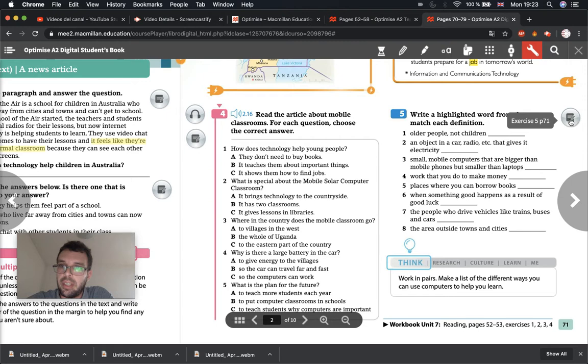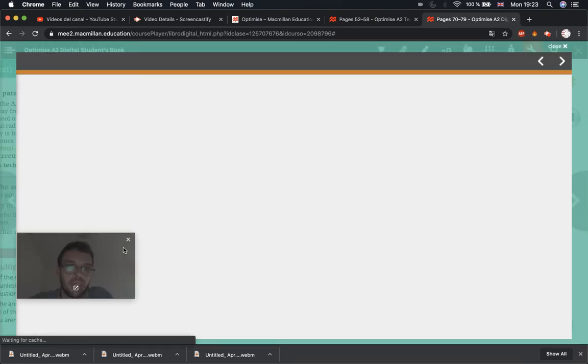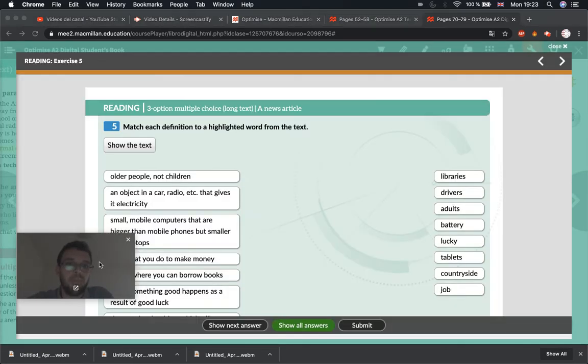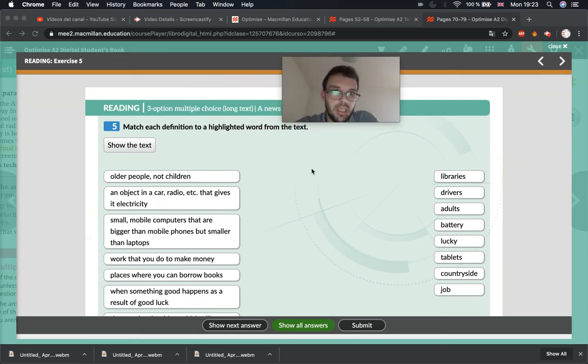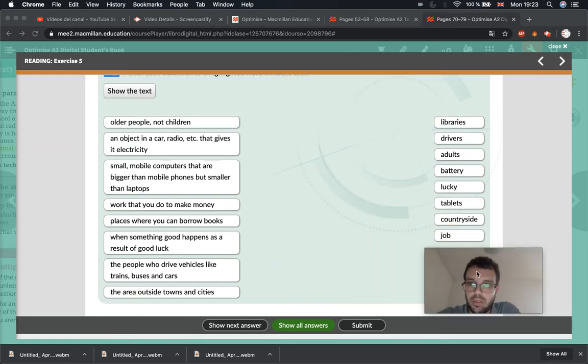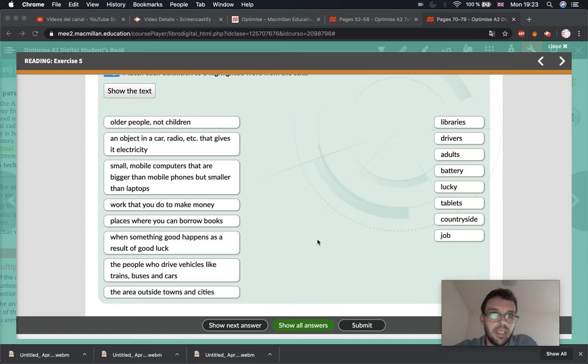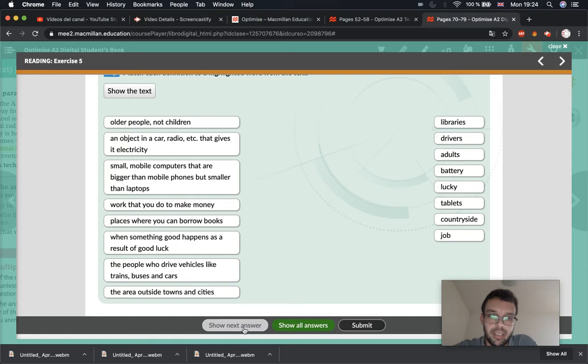Okay, so let's have a look. All right, I'll just go to this little section here. Let me move myself down here. So let's see if we got it. Okay, so older people, not children. I think these are quite easy, yeah? So those are adults. Make sure you write adult in the space. Next one, an object in a car or radio that gives it electricity. Right, something in a car or a radio or other electronic things that gives it electricity. That's a battery, good.